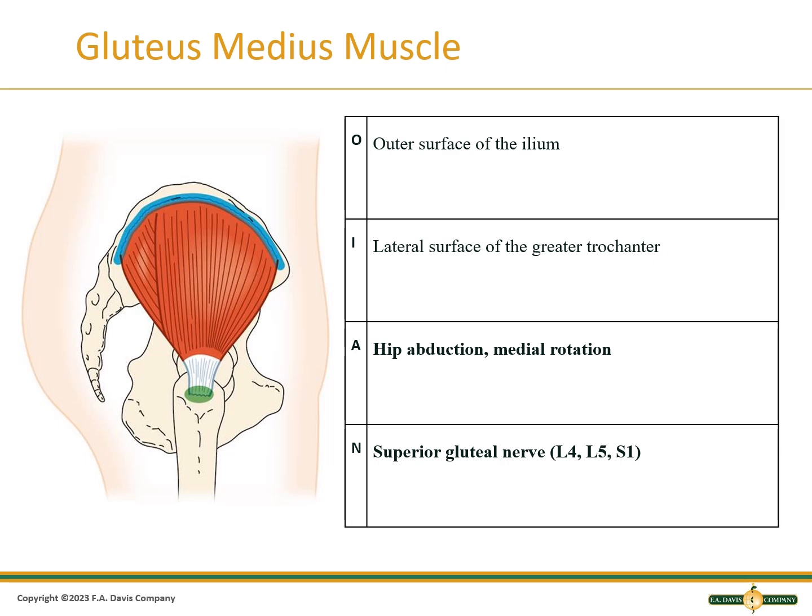We're looking at the glute med inserting on the lateral surface of the greater trochanter, and so it can often be implicated in lateral hip pain with trochanteric bursitis because of tightness or weakness in the glute med. On top of contributing to hip abduction, it also contributes slightly to medial rotation, and it is innervated by the superior gluteal nerve.